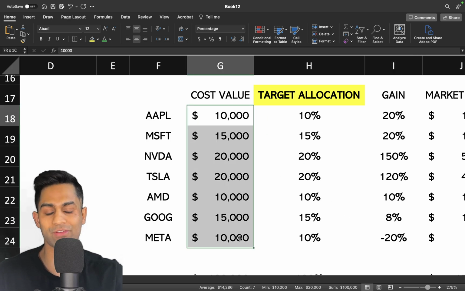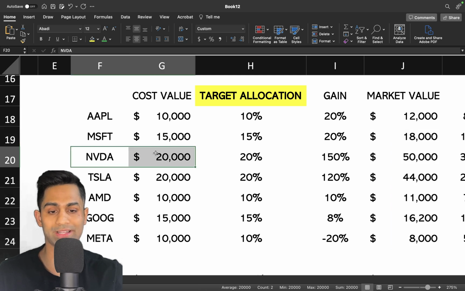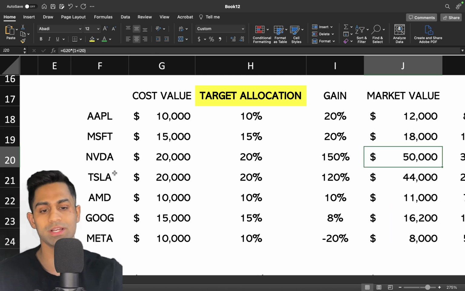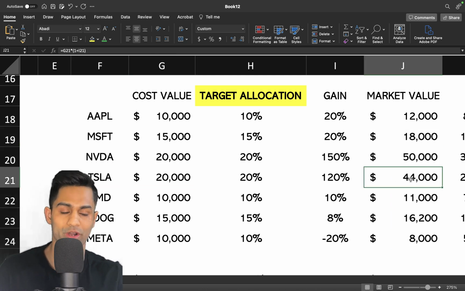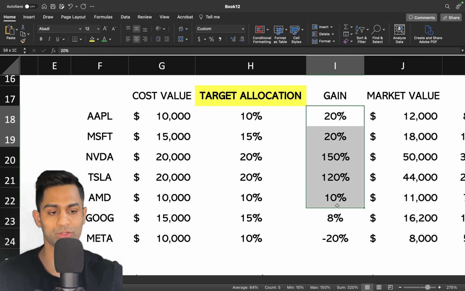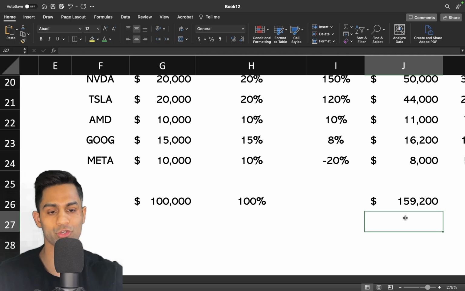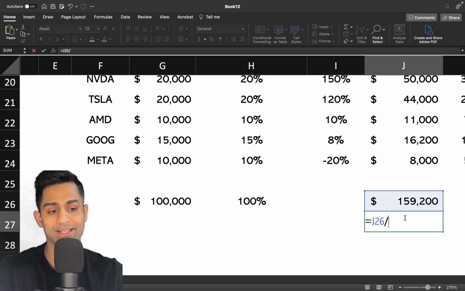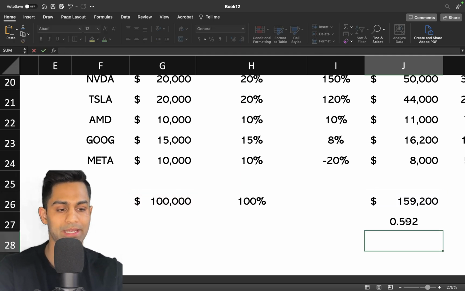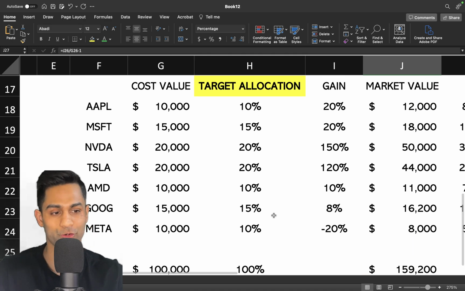Now, of course, your cost value will change, right? So market value is going to turn into this. So your Nvidia $20,000 turns into $50,000. Tesla $20,000 turns into $44,000, so on and so forth. You can kind of go across down here and see how the market value changes depending on what those gains are. And then this right here is going to be that total, $159,200. So your total actual gain in this hypothetical example ends up being 59.2%, right? So that's going to be that gain, 59.2%. That's fantastic, pretty good. You're crushing it in the markets.